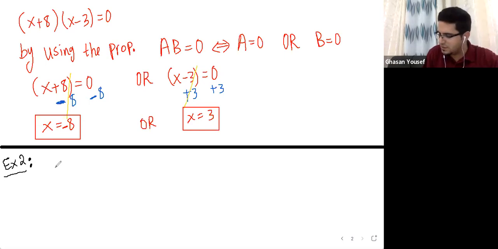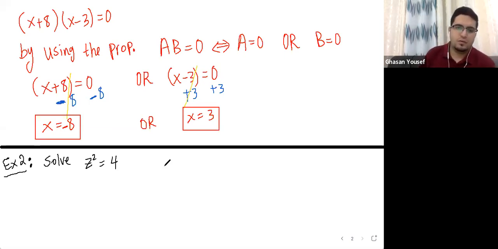The question is the same thing. Solve z square equals 4. Who will do this one? Who will do this example?